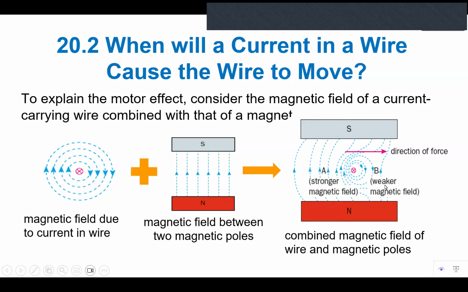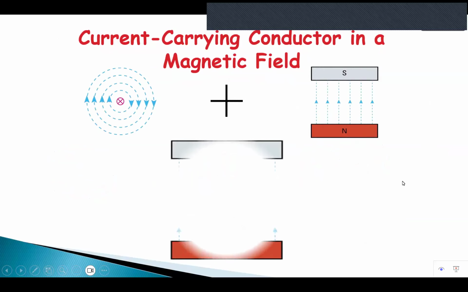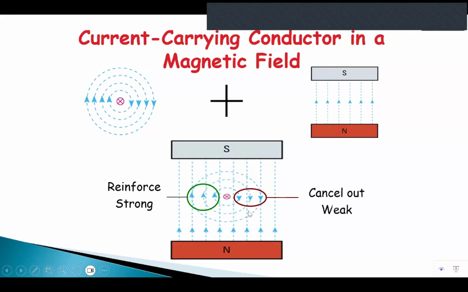Take note that the force will always move from a stronger field to a weaker field. So the force will be moving to the right. Here is another example. If I place them together, this side is reinforced and becomes very strong, and this side is cancelled away because one is going down and one is going up, so it becomes very weak. The force always moves from strong to weak, so the force will be moving to the right.